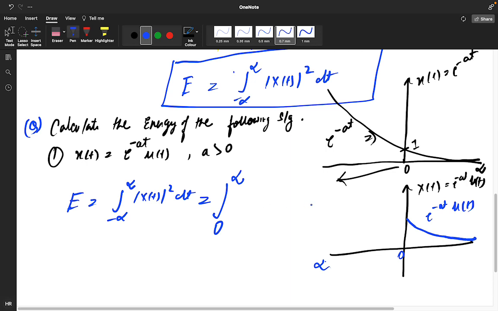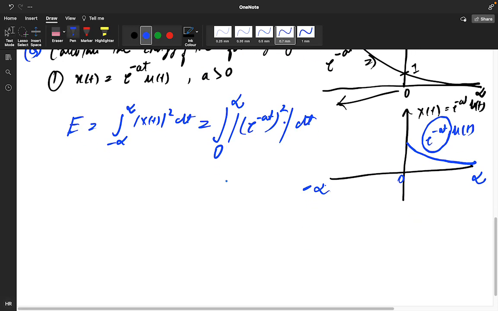And now what is the function value? That is e power minus at. From minus infinite to 0 you are having 0, and from 0 to infinite the function value is e power minus at. So e power minus at the whole square into dt. This is the mod value. If you square it, what you will get? E power minus 2at, and this is positive value only, into dt.